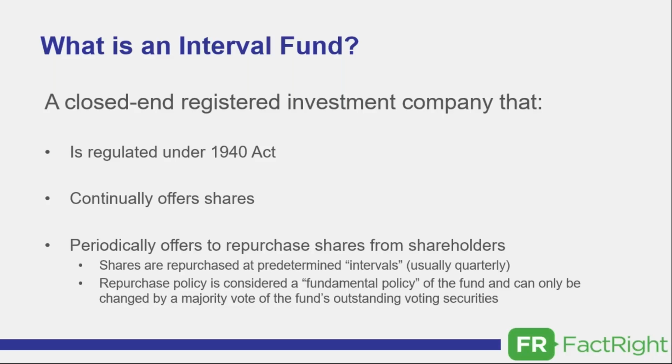An interval fund also provides limited liquidity to investors by repurchasing shares at predetermined intervals. It's usually quarterly, and that is where it gets the name interval fund. Typically, they purchase between 5 and 25% of shares, and when they do that, they're repurchasing at net asset value.